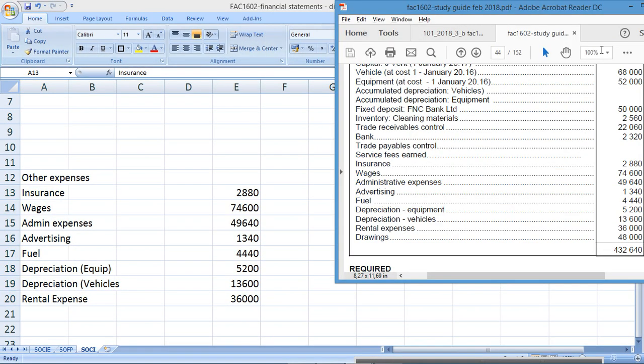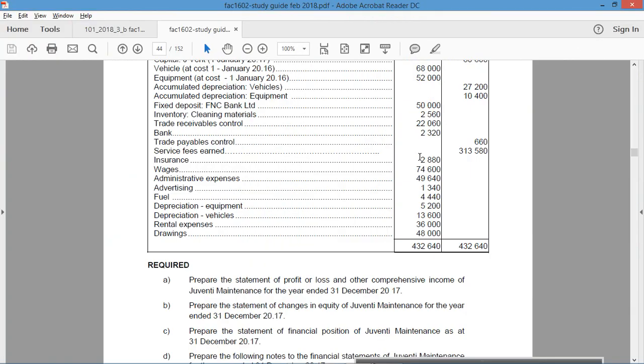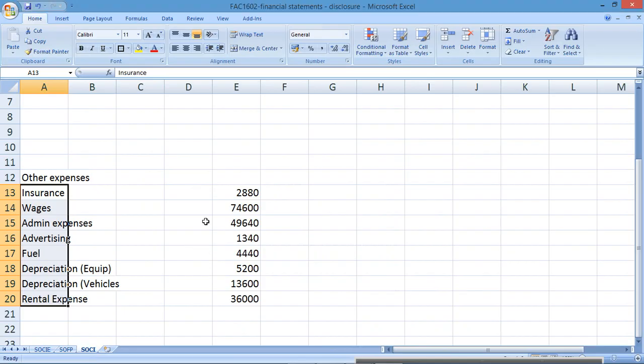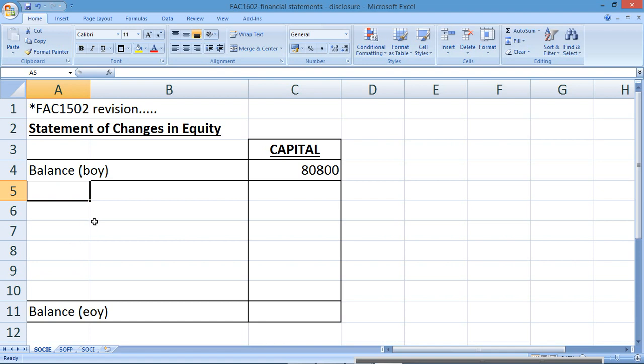You've got the right approach. You've covered that bit now. Now the hard part starts. What must we do? Oh, don't forget the drawings. Drawings is drawings, but where does it go? So see statement of changes in equity. Yes.